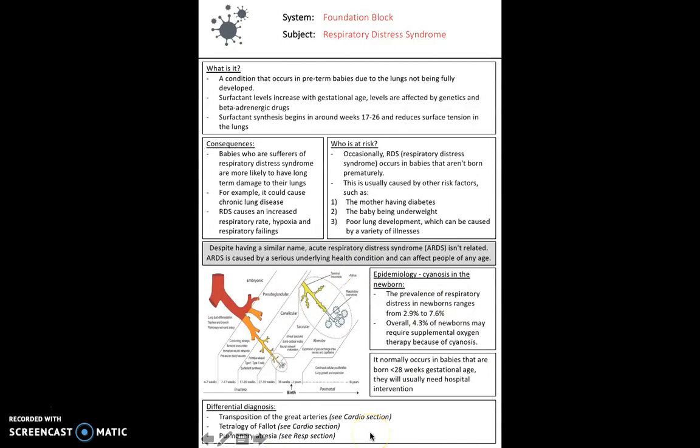When we're thinking about differential diagnosis for these babies that have got cyanosis, we might be thinking about transposition of the great arteries, tetralogy of Fallot and pulmonary atresia, and these will be covered in later videos.